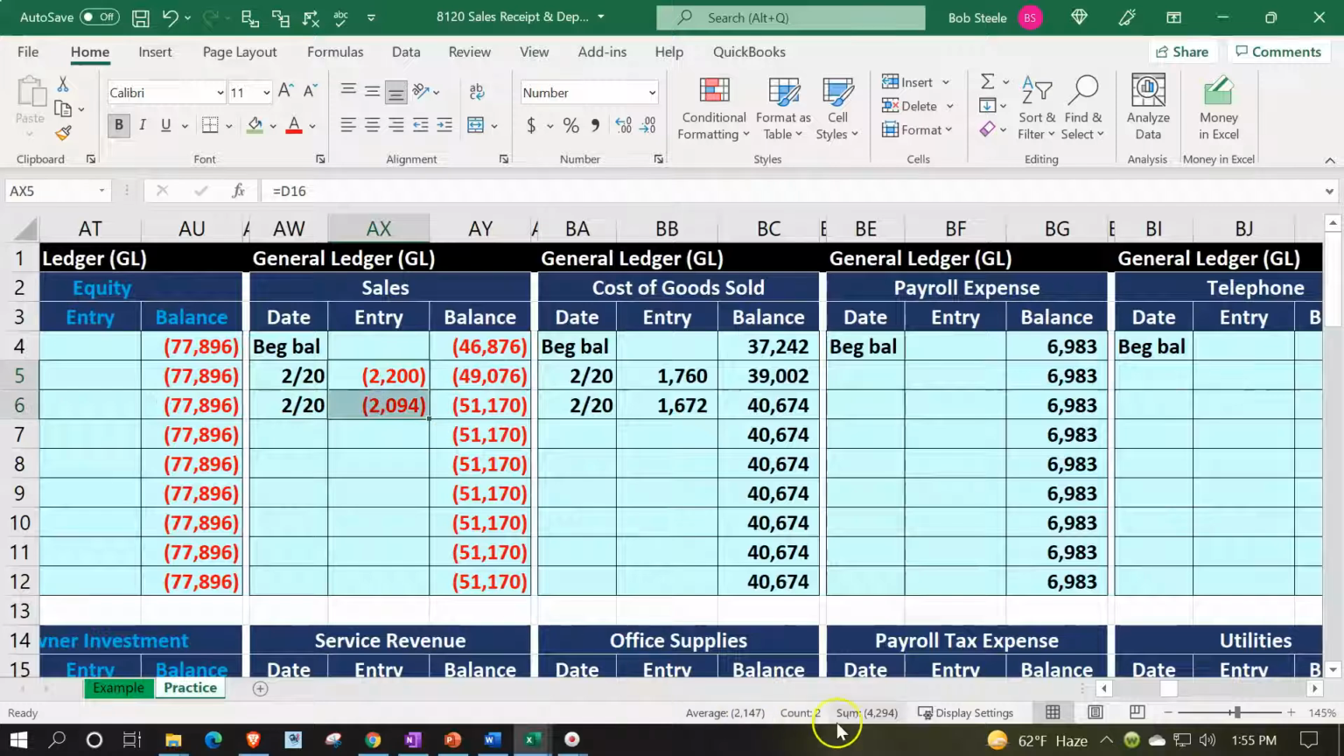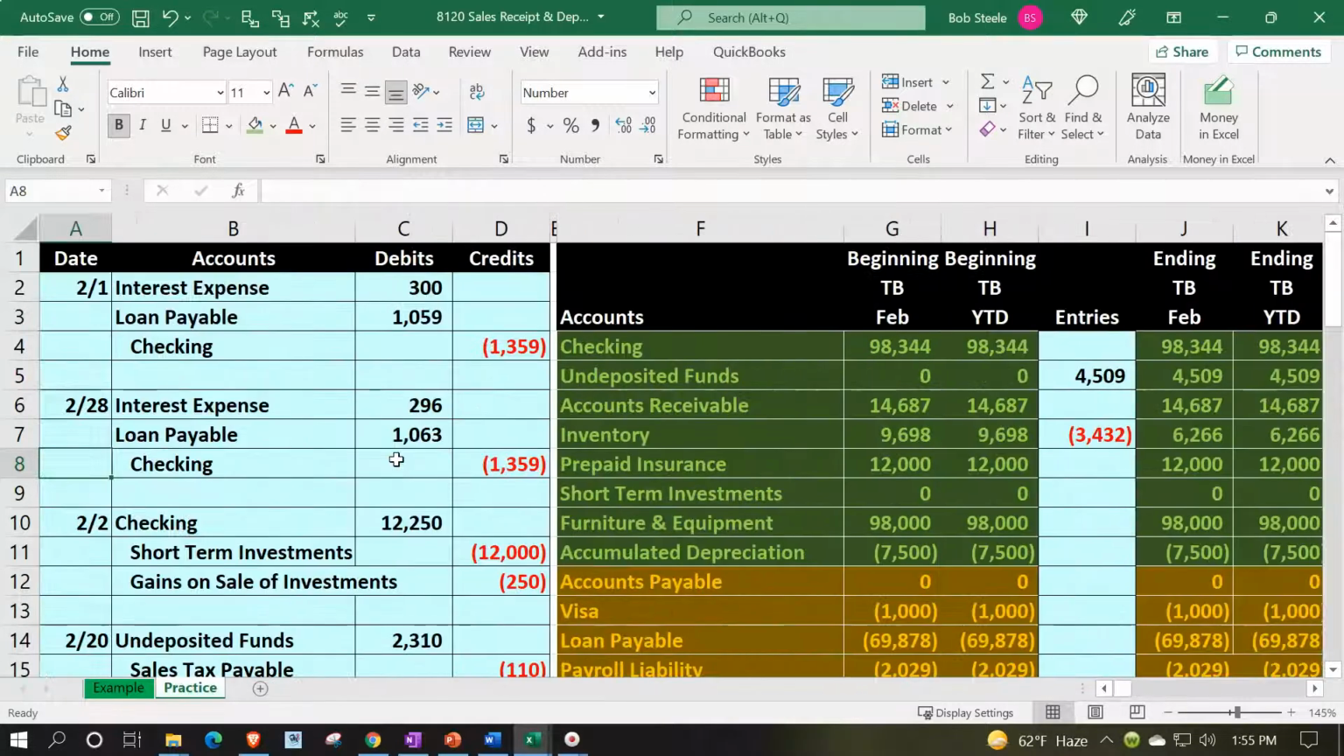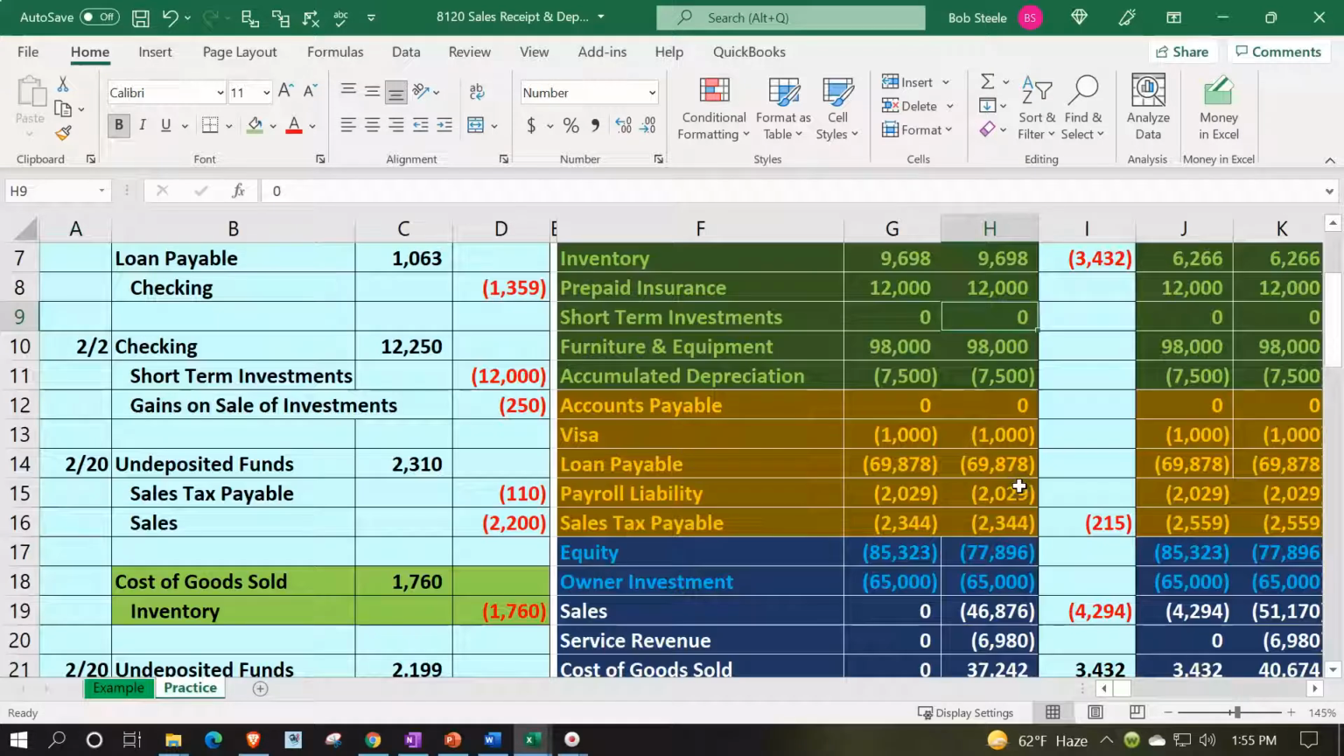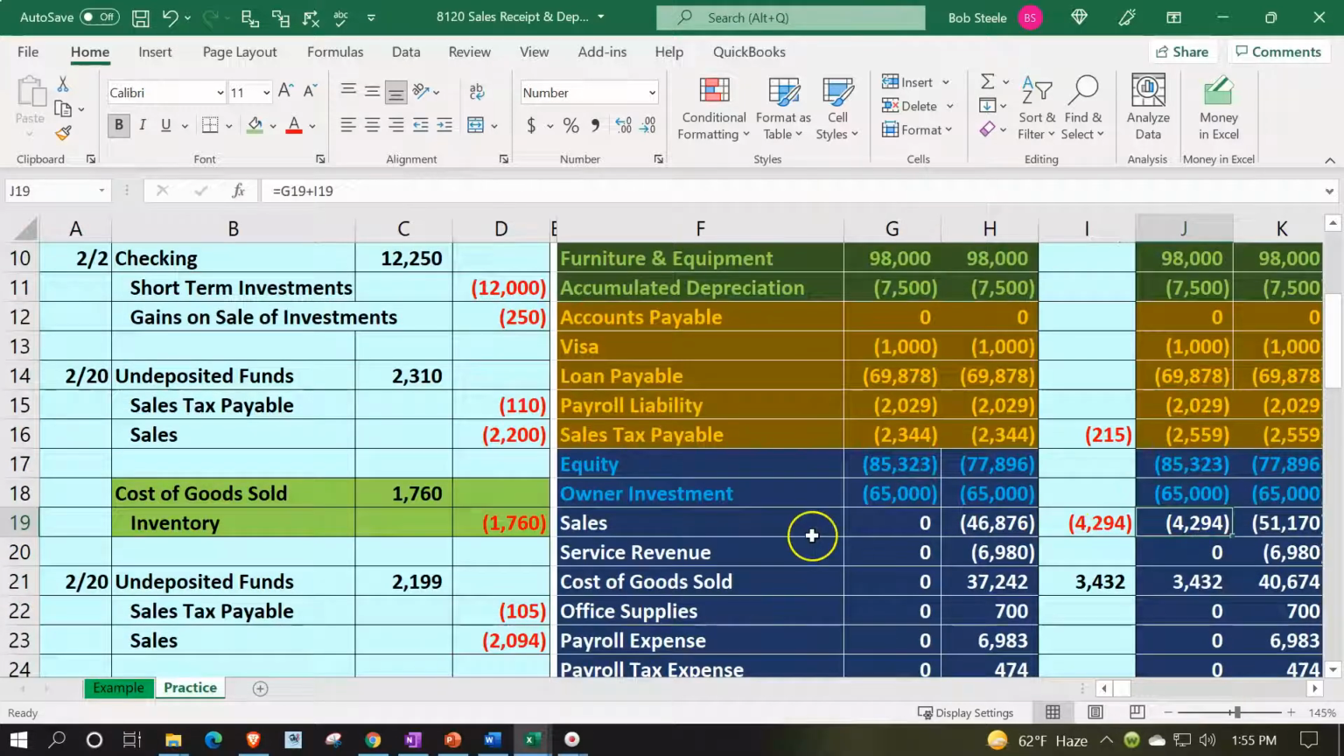Same with the sales. These two items add up to the 4294. That 4294, of course, matches what's happening in just the current month thus far.